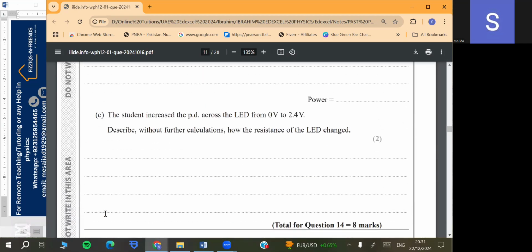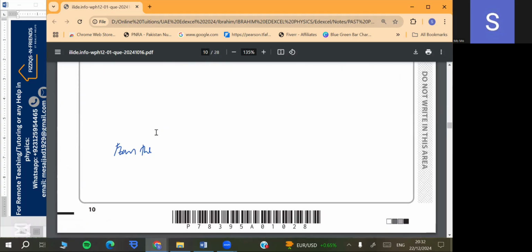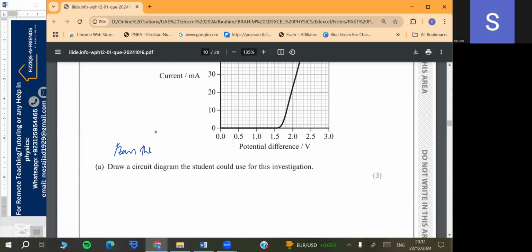Now they are saying describe, without further calculations, how the resistance of the LED changes as you move the voltage from 0.0 volts to 2.4 volts. So we will write that from the graph. If you see the graph, we are unable to flow the current before 1.6 volts. Okay, so up till 1.6 volts there was a massive resistance, no flow of the electrons, because no electrons were available in the conduction band because of that forbidden gap, and that forbidden gap is actually resistance.